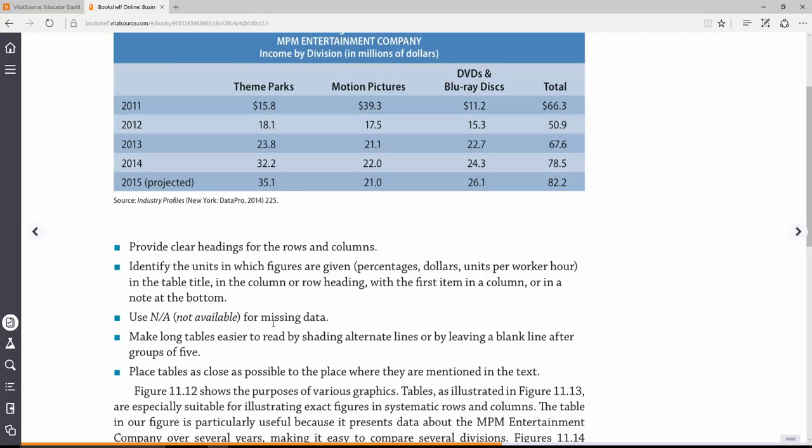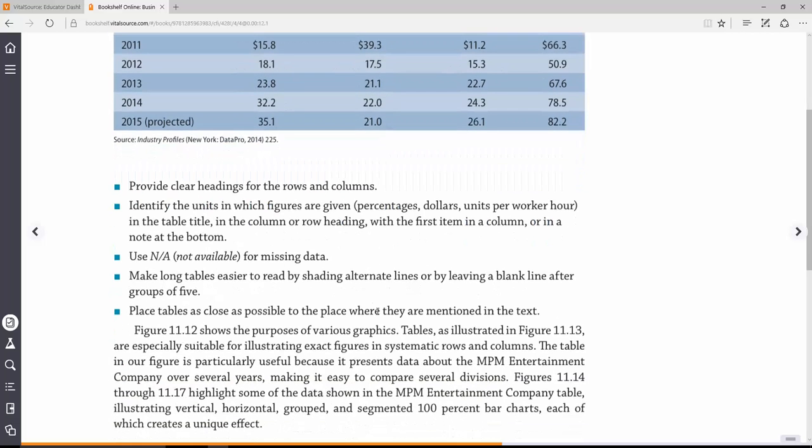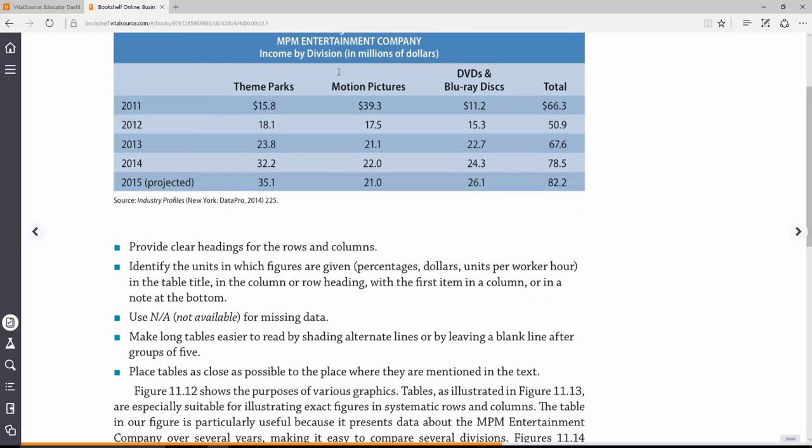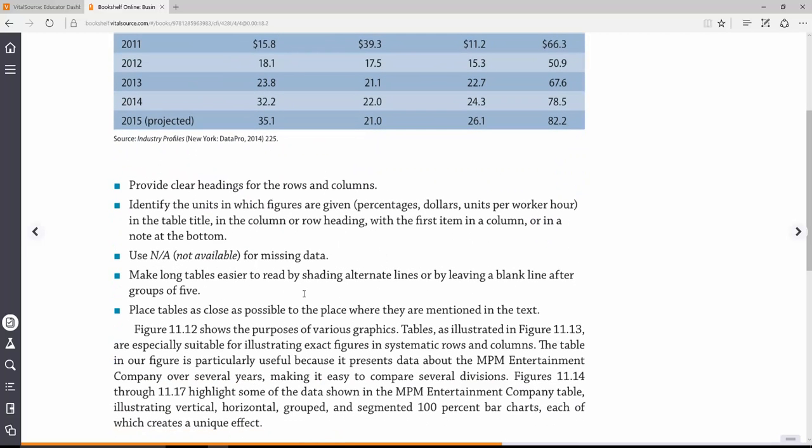Use NA for not available for missing data, just so you haven't skipped it. Make long tables easier to read by shading alternate lines, because then you can follow the lines across. Place tables as close to the place where they're mentioned in the text as possible.